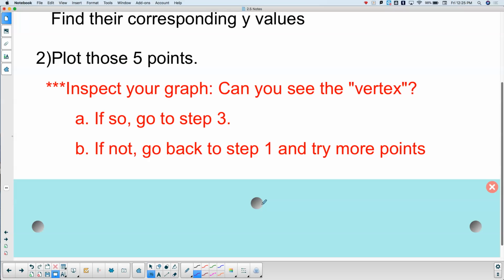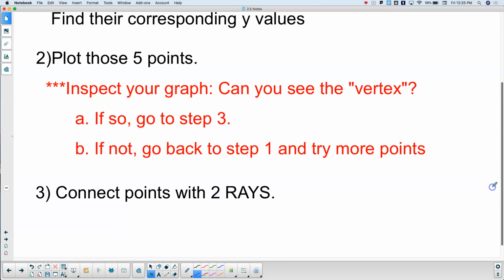Okay? Then, once you get done with step number 2, now what you do is you connect your 2 points with rays. And that would include then, because then it would say that it goes on forever in both directions. Okay? All right? With me?